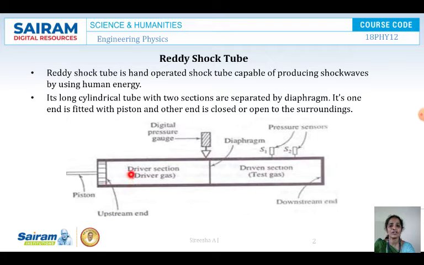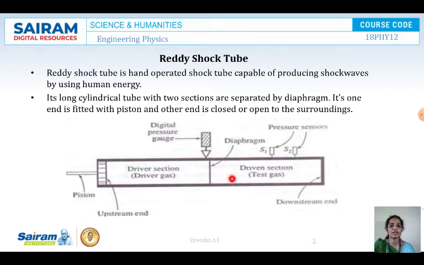Here the driver section and the driven section are separated by a diaphragm. You can see this is a diaphragm which separates the two sections. The driver section is filled with a driver gas which is at a higher pressure, and the driven section is filled with a test gas which is at a lower pressure compared to the driver section. So this is the upstream end and this is the downstream end.